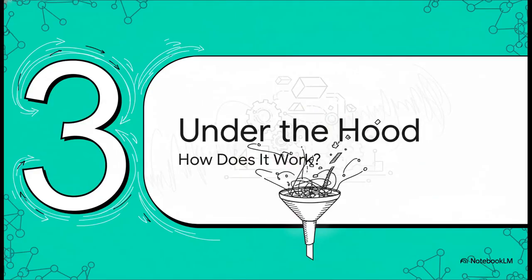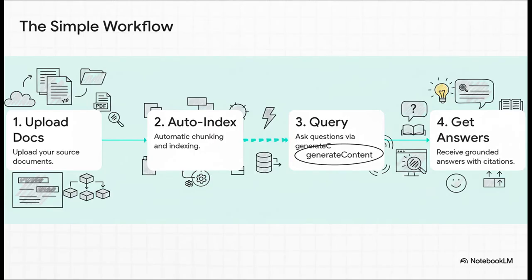Okay, so you're probably wondering, how on earth does Google pull this off, right? How do they hide all that crazy complexity? Well, when you look under the hood, it's actually a really elegant and streamlined process. So check this out. The whole thing is just 4 simple steps. First, you upload your documents. We're talking PDFs, text files, whatever you've got. Then, the API automatically chunks and indexes everything for you. After that, you just use the standard generate content function to ask it a question. The API does the search, finds what it needs, and boom, gives you an answer. It is literally that simple.